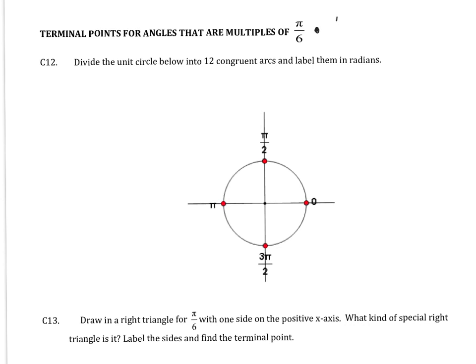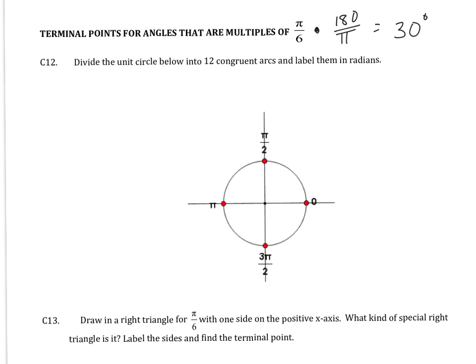So pi over 6, if you would like to convert that into degrees so it's something you're more familiar with, pi over 6 is 30. If I take 180 degrees and divide it into 6, I'll get 30 degrees. If I take pi and divide it into 6, I get, well, pi over 6. So what we're doing with pi over 6 is we're going to be dividing the circle into 12 congruent arcs.